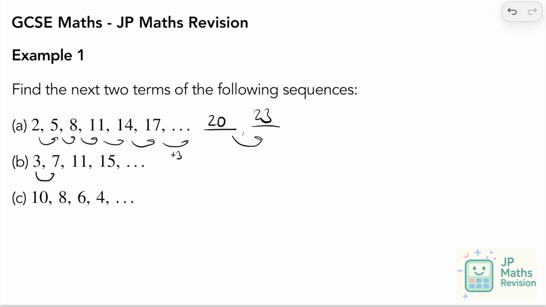This next one, to get from 3 to 7, 7 to 11, 11 to 15, you can see we're adding 4 each time. So we need to add 4 to get the next term. So 15 plus 4, that's 19. And then add 4 again, we end up with 23.